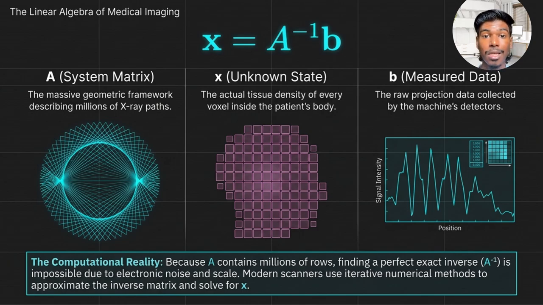Because of that scale of system and the presence of electronic noise, finding a perfect exact inverse matrix is practically impossible. Therefore, modern CT scanners use iterative numerical methods to approximate the inverse matrix and solve for X, allowing accurate medical images to be reconstructed.